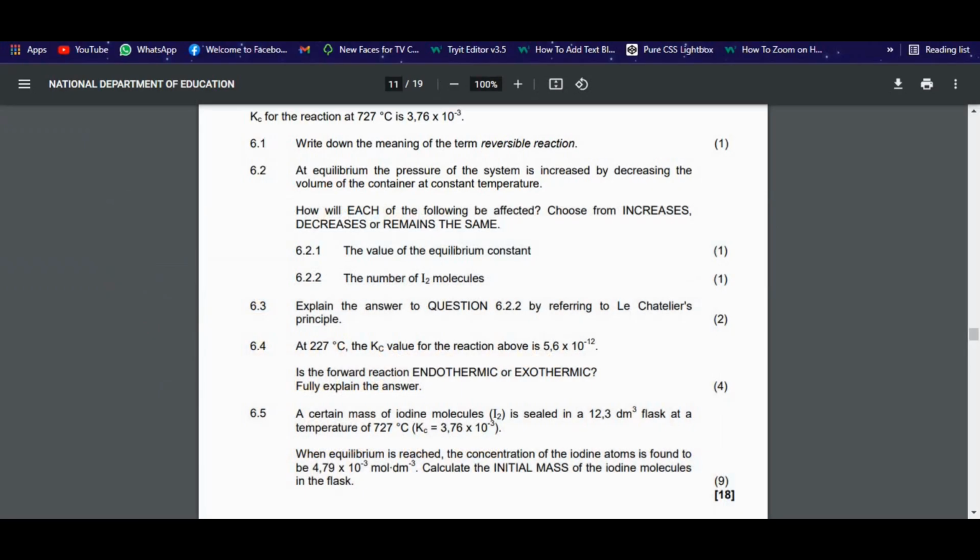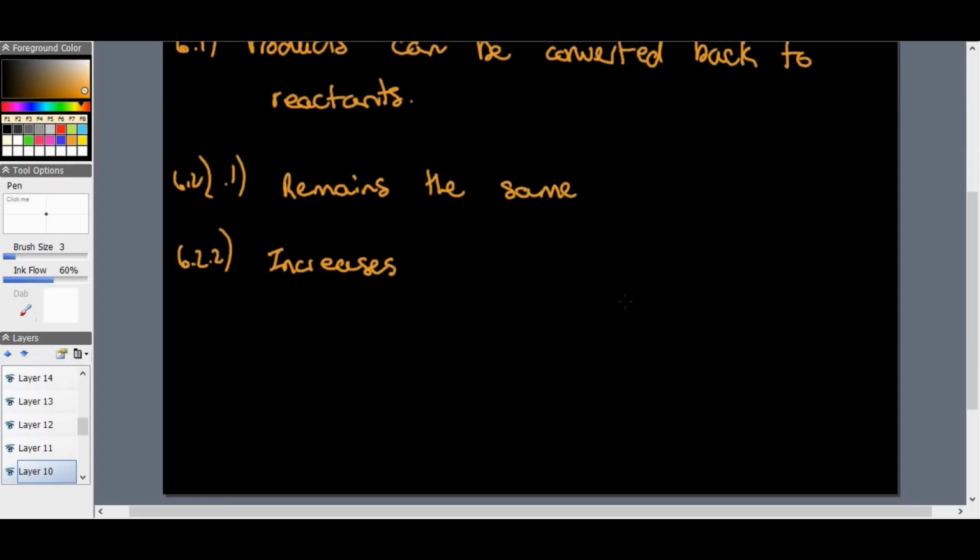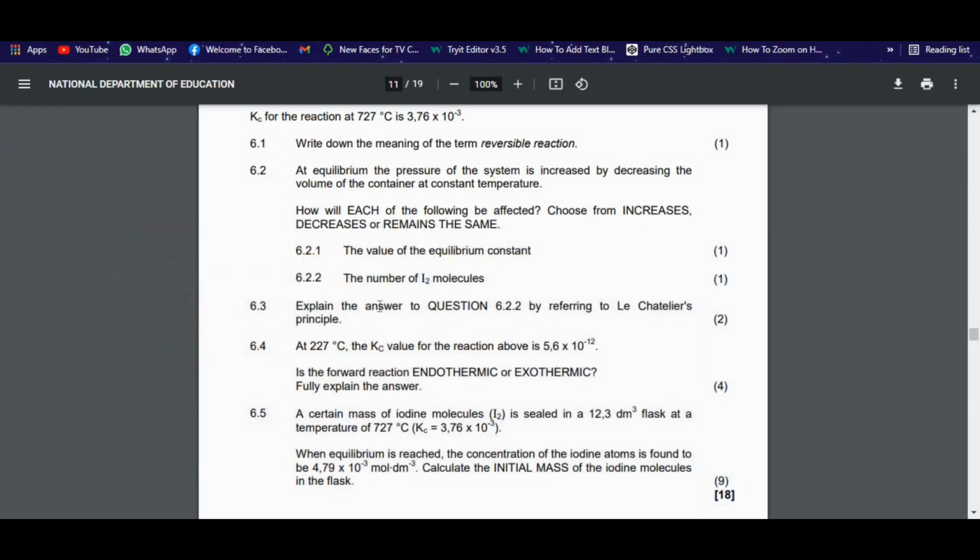6.2.2 was what happens to the number of iodine molecules if the pressure of the system is increased by decreasing the volume, at constant temperature. Well, it'll definitely be an increase in the number of iodine molecules. And how do we explain that for question 6.3, which asks us to explain our answer in 6.2.2?